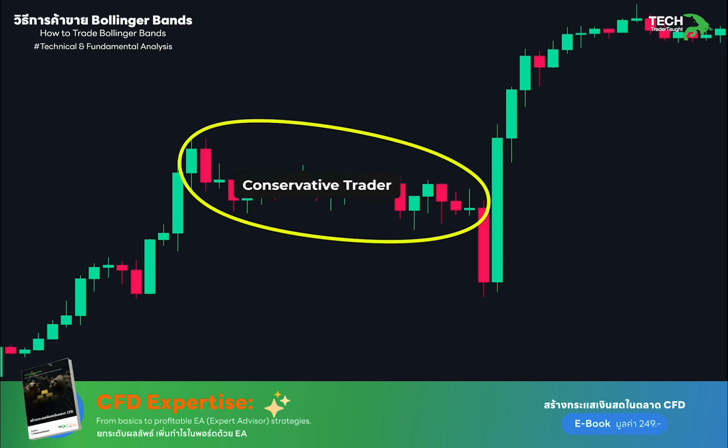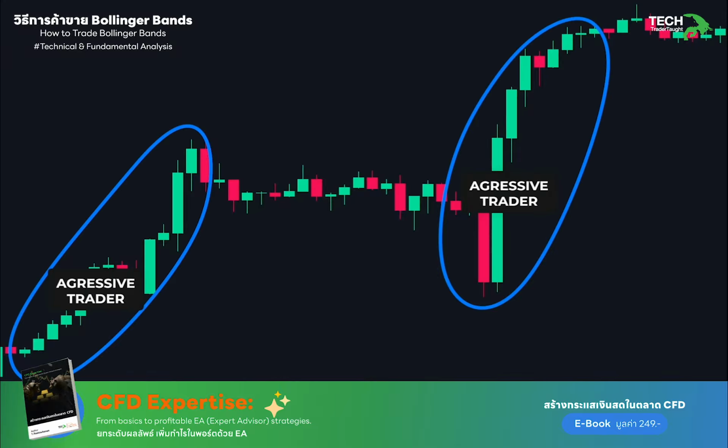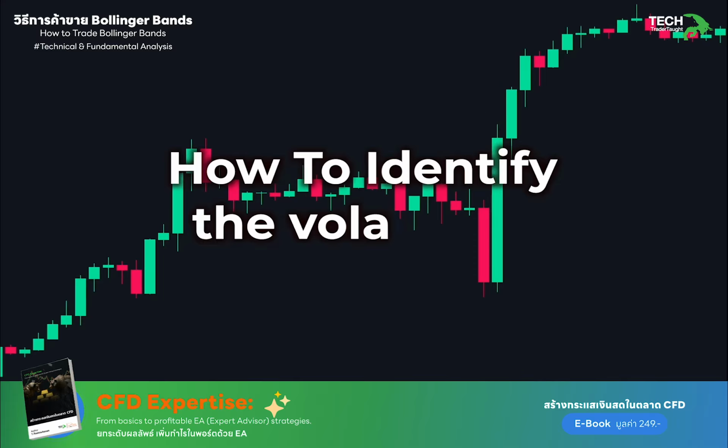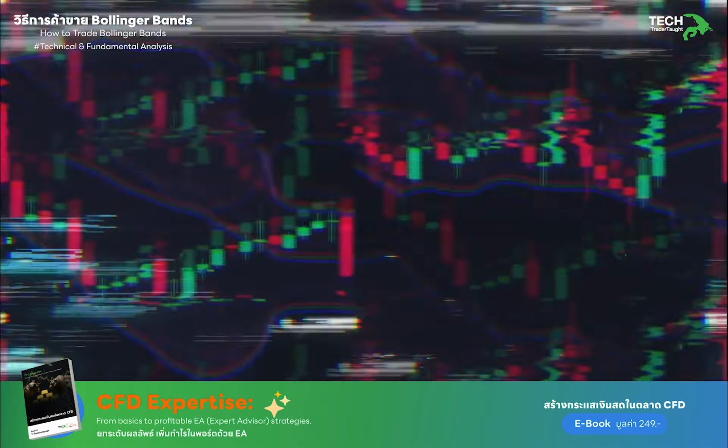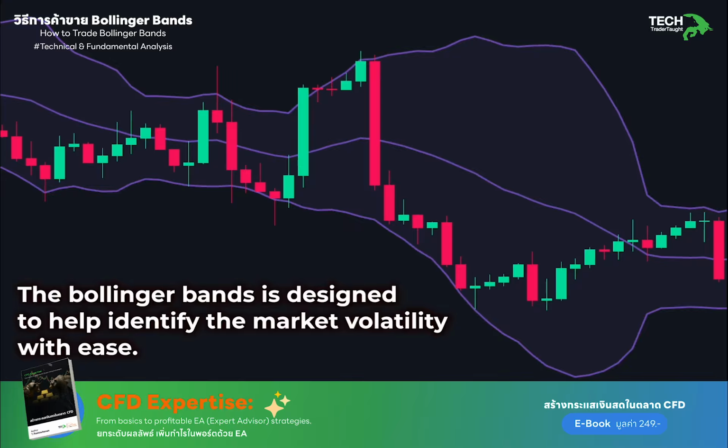Therefore, in a low volatility environment, you should be a conservative trader. And in a high volatility environment, you should be an aggressive trader. But how do you identify the volatility? This is where the Bollinger Bands come in. The Bollinger Bands indicator is designed to help identify the market volatility with ease.